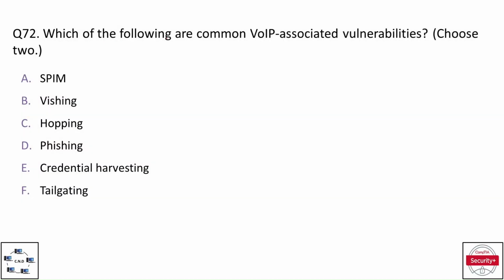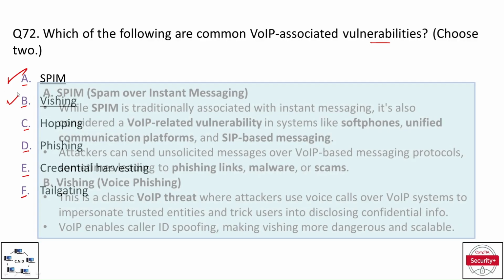Question number 72. Which of the following are common voice over IP associated vulnerabilities? Choose two options. And the options are option A, spam, option B, vishing, option C, hopping, option D, phishing, option E, credential harvesting, and option F, tailgating. And the correct options are option A, spam, and option B, vishing.